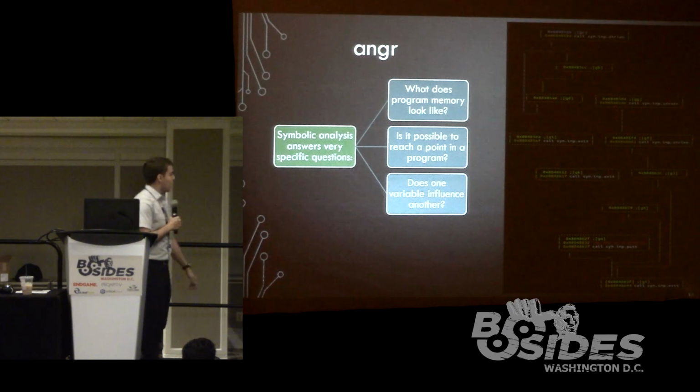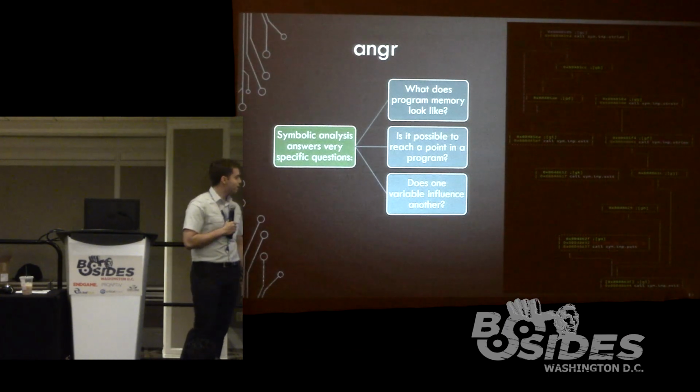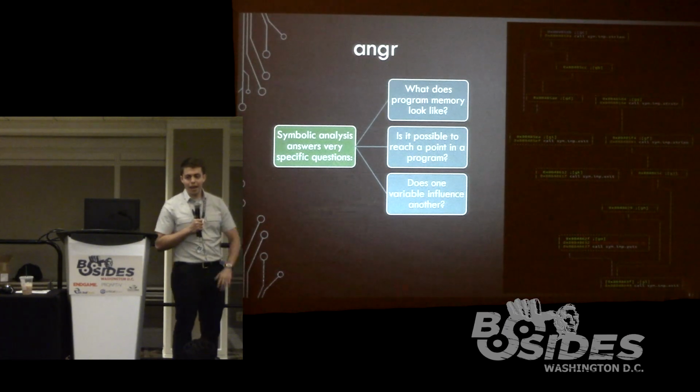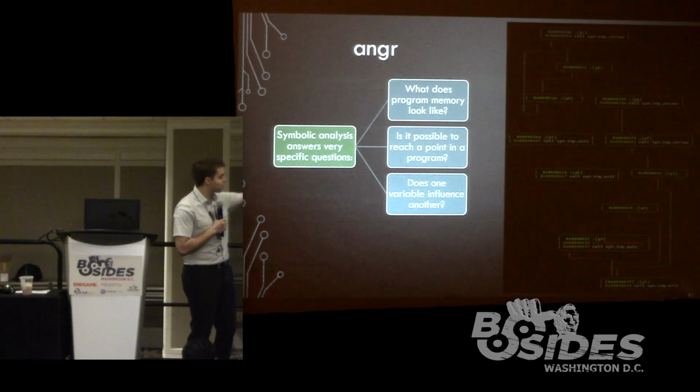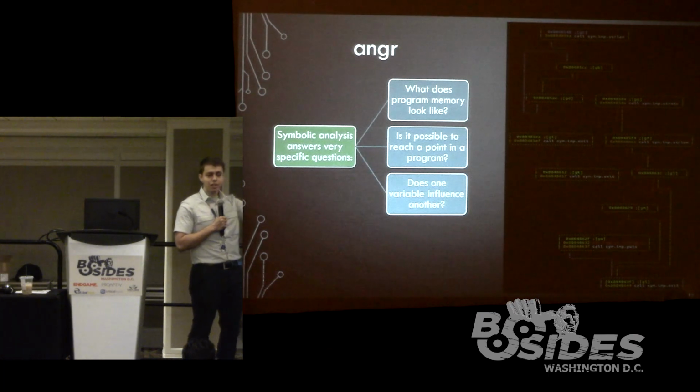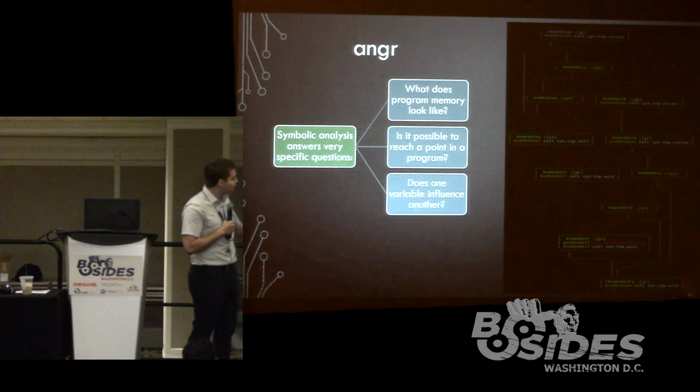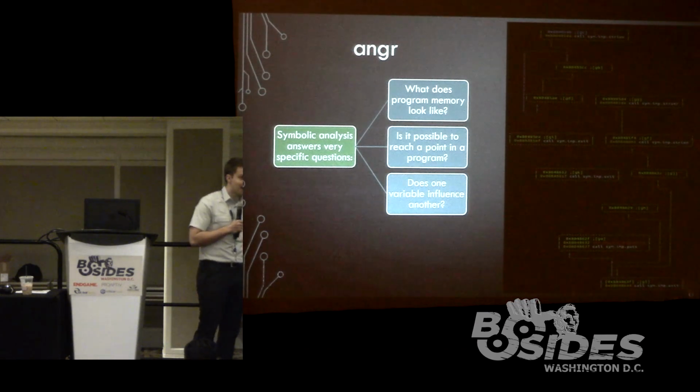Yeah, colors aren't as good as I had hoped, but on the right we have an example of a control flow graph. It's ugly and hard to read, but the big takeaway is we have these blocks that represent code. And each of these blocks does something to registers or to memory. We don't really care what those specifics are, but angr does.